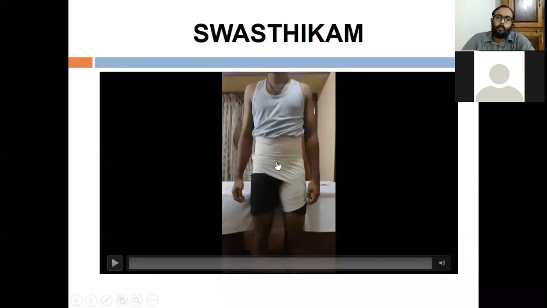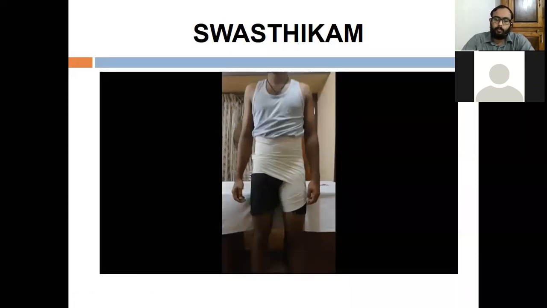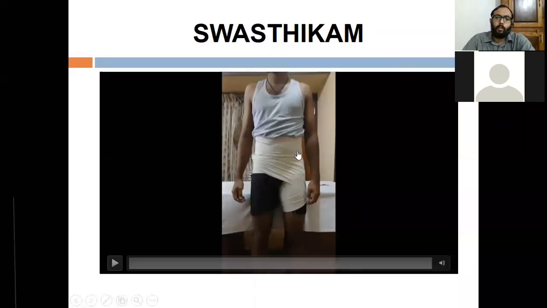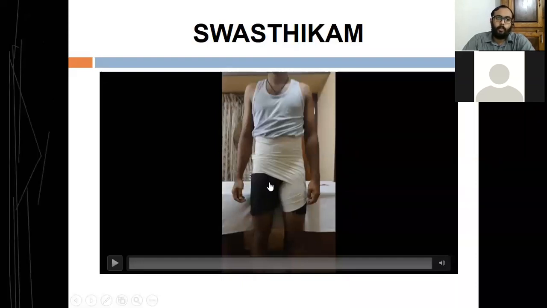If we are giving this particular bandage to both legs, then it is dhamma bandha. In bilateral perthes disease, we are giving dhamma bandha. In dhamma bandha, what we are doing is 2 circular turns over the trunk, 2 circular turns over one thigh, and 2 circular turns over the other thigh also. When we are doing this particular bandage, it's called dhamma bandha.